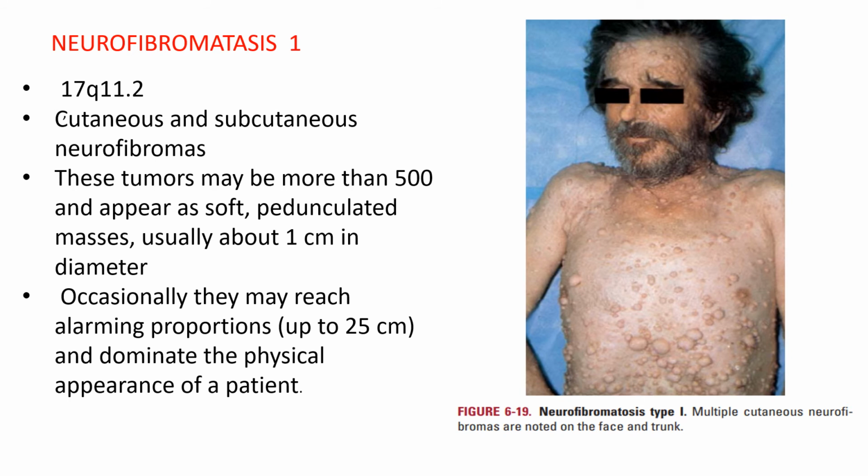Neurofibromatosis 1. Here the defect is deletion in the long arm of chromosome 17 at region 1, band 1 and subband 2. Individuals with this defect present with cutaneous and subcutaneous neurofibromas. These tumors may be more than 500 and appear as soft pedunculated masses, usually about 1 cm in diameter, as shown in the photomicrograph. We can see several pedunculated masses. Occasionally, they may reach alarming proportions up to 25 cm and dominate the physical appearance of a patient.